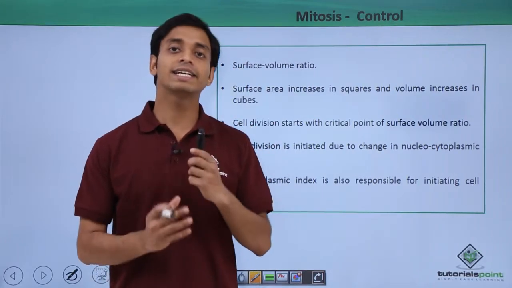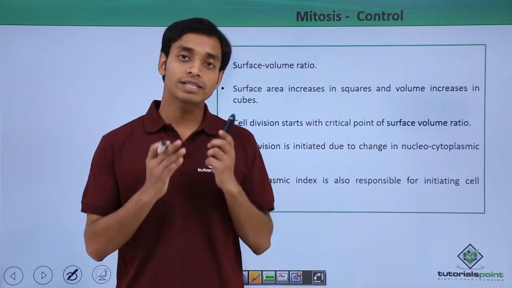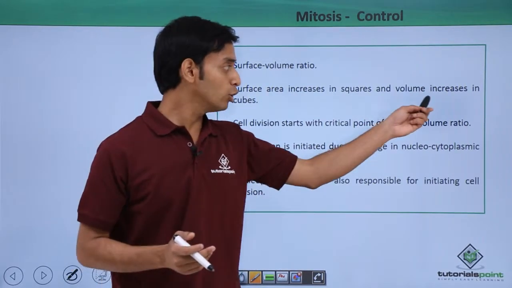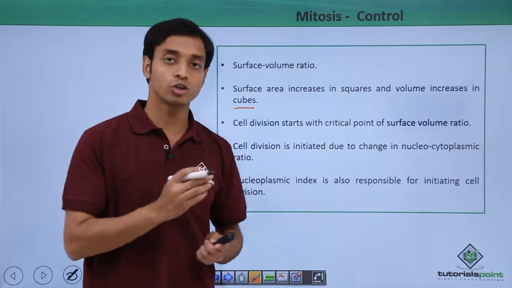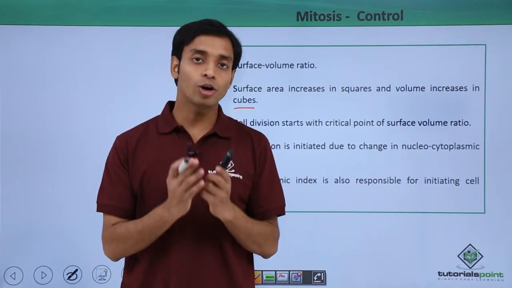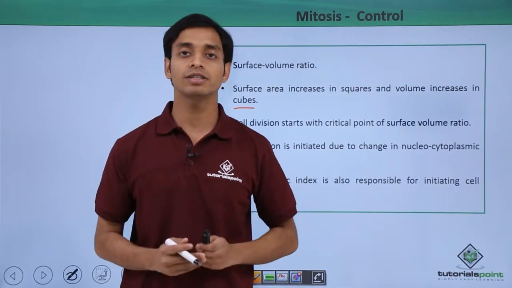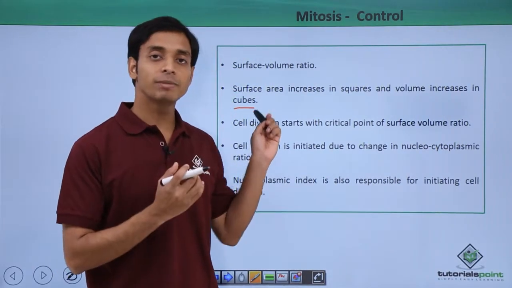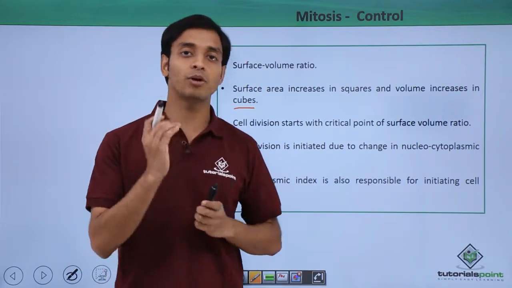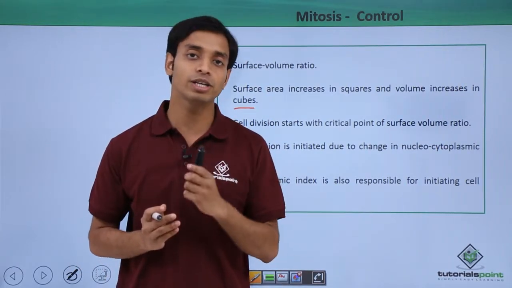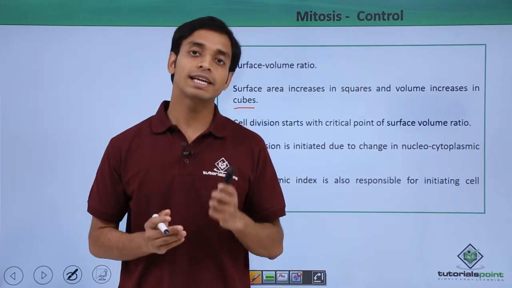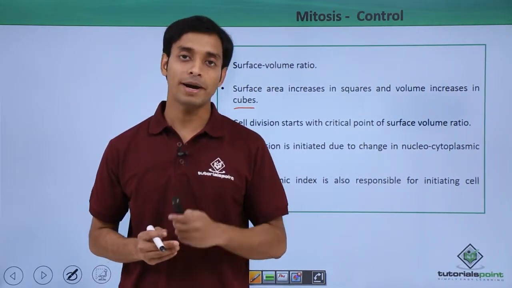When a cell increases in size, the surface area starts increasing in squares, whereas the volume starts increasing in terms of cubes. So we can understand that the volume is increasing much faster than the surface area. Now, once the critical point of this surface area by volume ratio is reached in a particular cell, only then does it act as a signal for the cell to divide or perform mitosis.